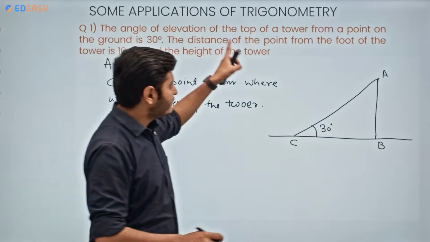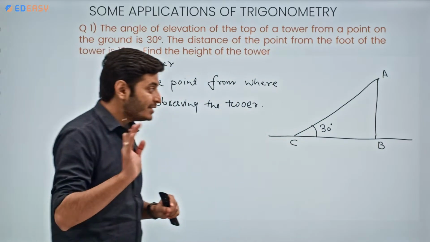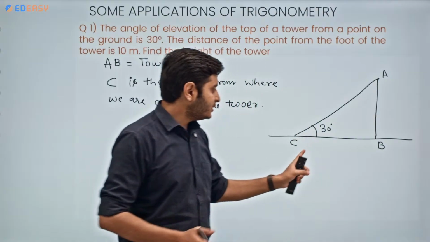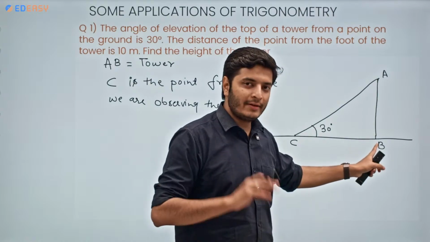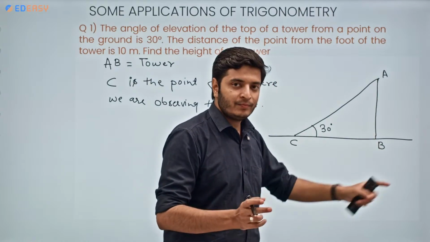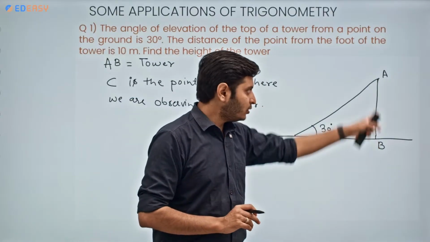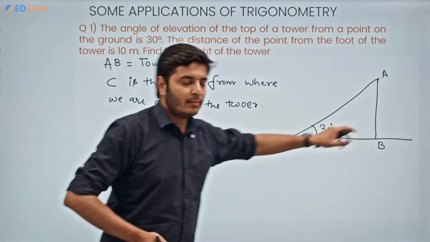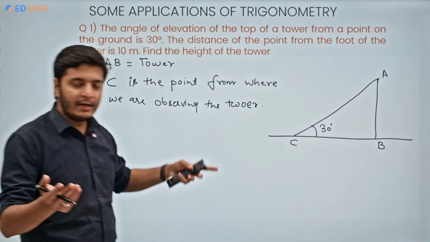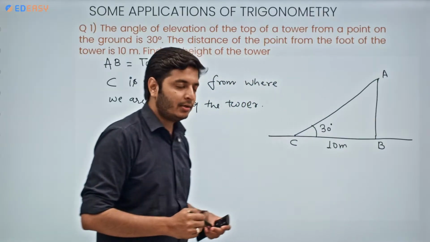The distance of the point from the foot of the tower is 10 meter. Now what is given to us? The distance of the point C from the foot of the tower. Where is the foot of the tower? Point B. So this distance is 10 meter. So BC is given, not AB, and also not AC. We need to find the height of the tower. So you will write 10 meter here.